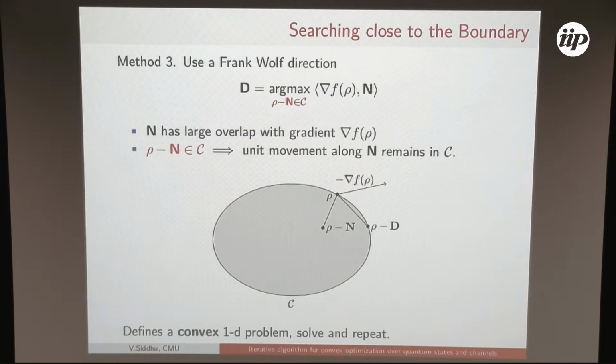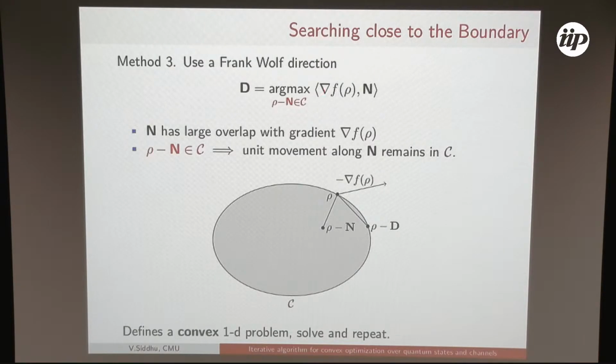OK. And here, there's something called the Frank-Wolfe direction. Here's the basic idea on how to search: you want to search along the boundary, but you don't want to do projections onto your set. Suppose they're expensive. What you do is you go to this point and you see the gradient tells me to go outside. OK, that's bad. Why don't I take a direction that has a large overlap with the gradient, such that if I move along that direction, I still remain inside the set?